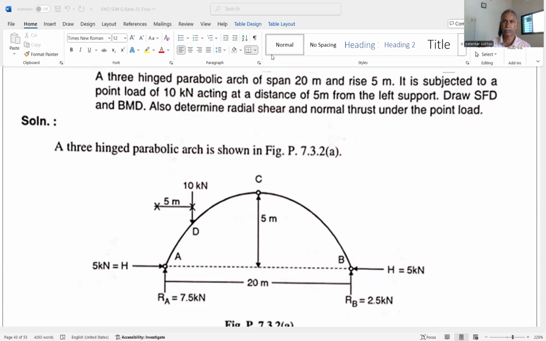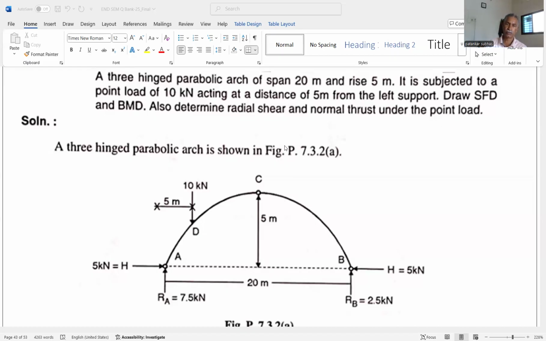Okay, so let us solve this problem. Here, what is given? A three-hinge parabolic arch. The arch is parabolic, span is 20 meter and rise is 5. This height is 5. It is subjected to a point load of 10 kilonewton acting at a distance of 5 meter from the support A. Draw the shear force diagram and bending moment diagram. Also determine radial shear and normal thrust under the point load.